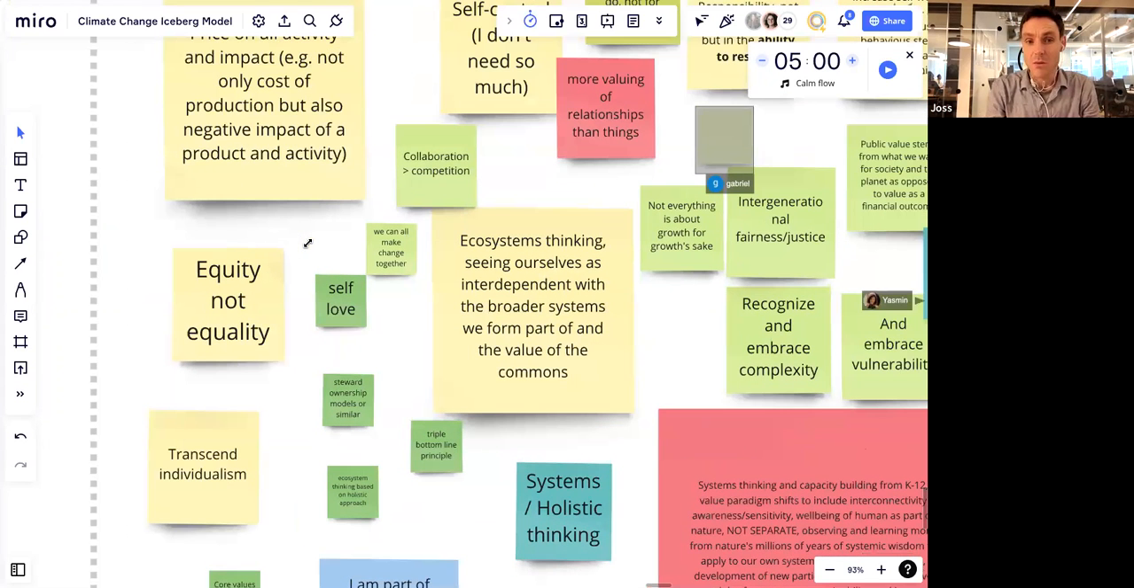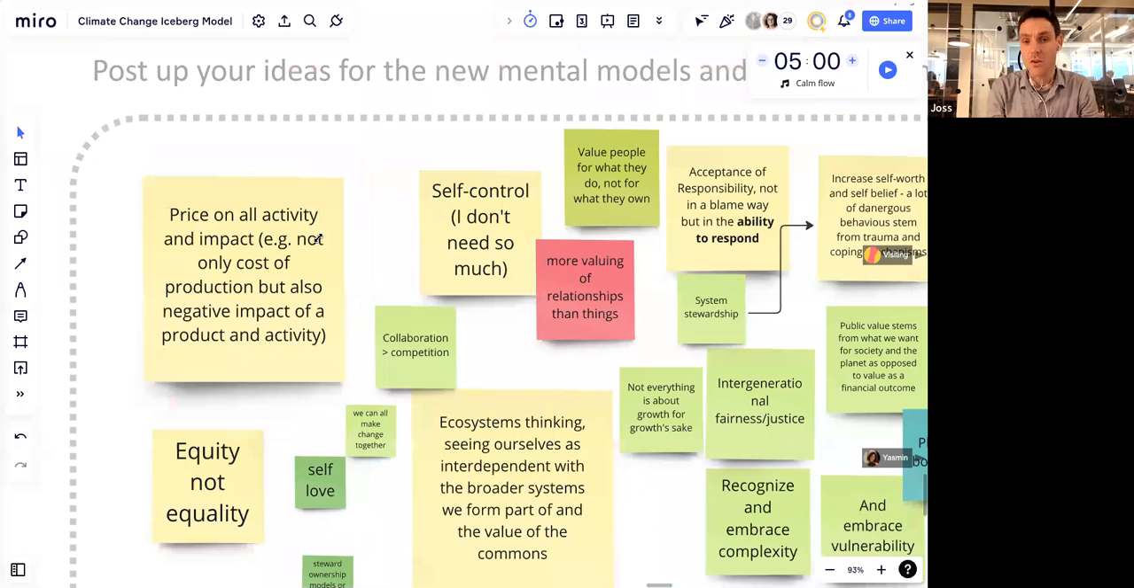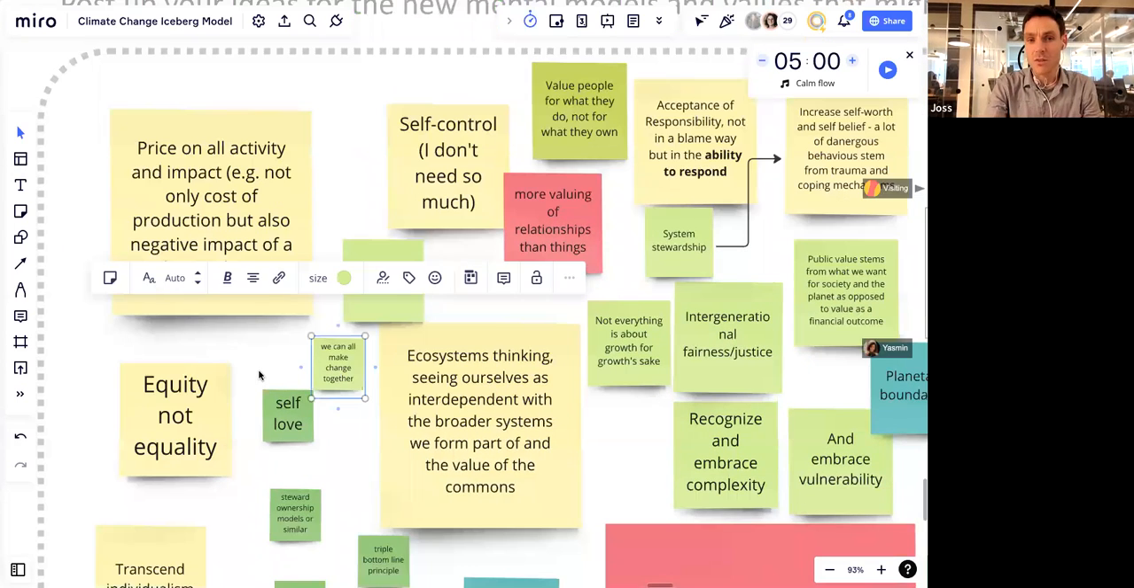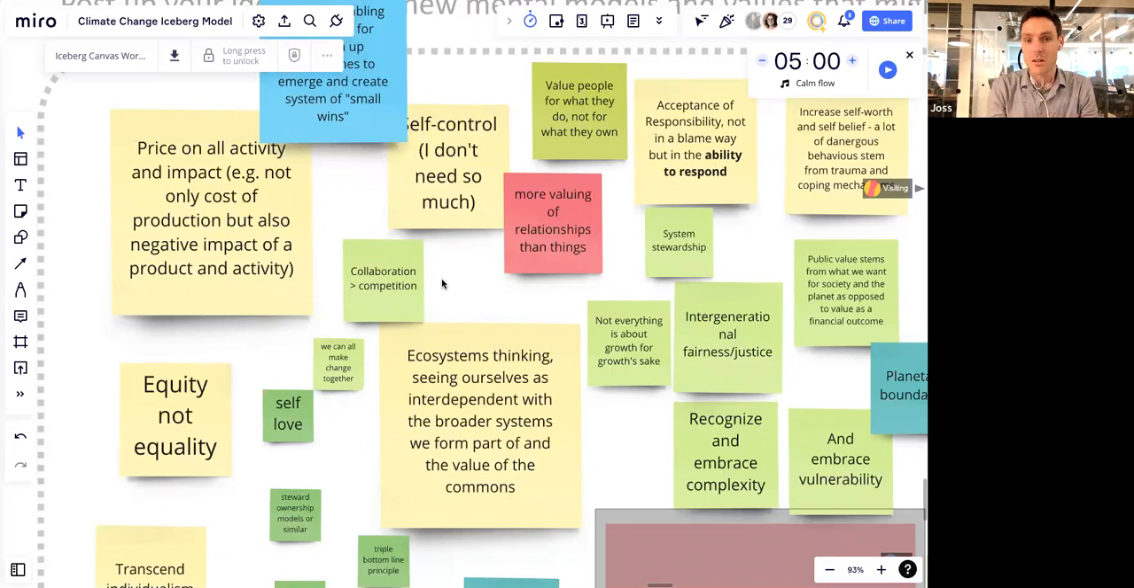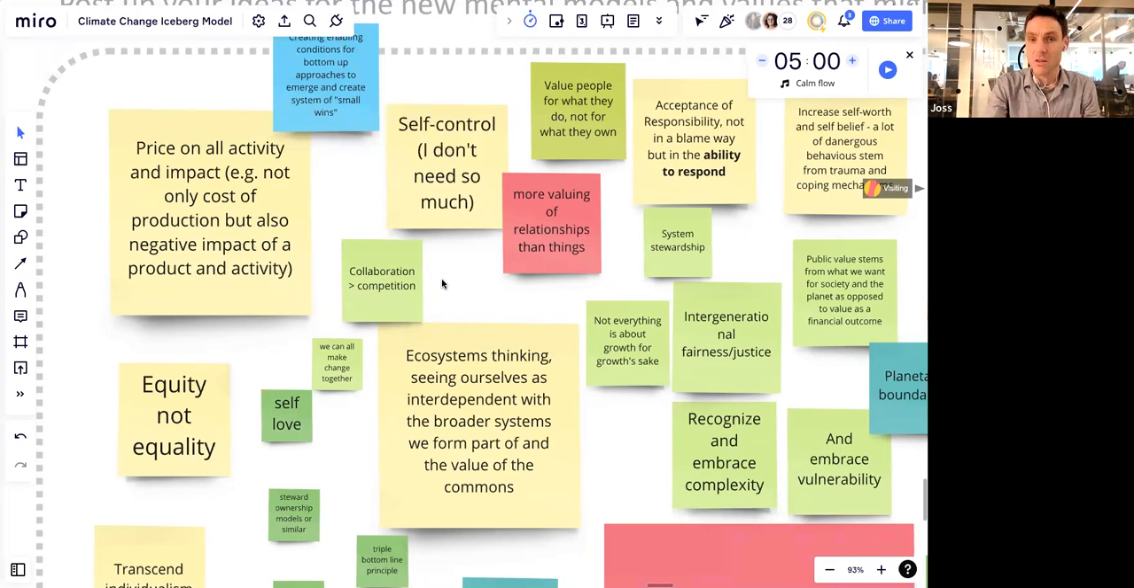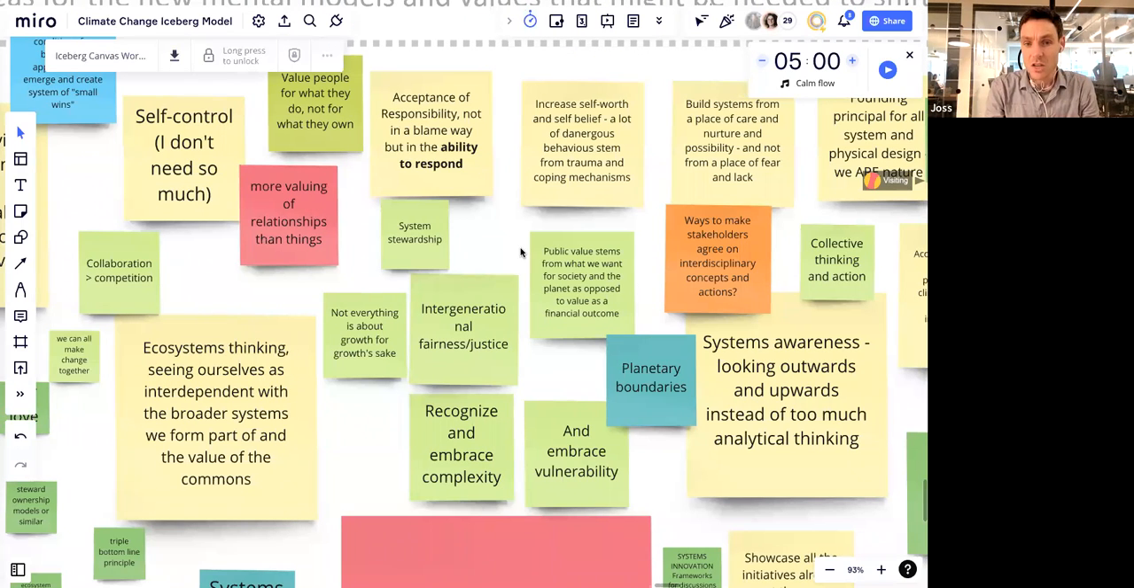Equity, not equality. Self-love, we can all make change together. Self-control, yeah, maybe more of an emphasis on collective capacity rather than individual. Collaboration versus competition. More valuing of relationships than things. Value people for what they do, not for what they own. System stewardship, intergenerational fairness and justice, recognize and embrace complexity, and embrace vulnerability, and embrace the need for change and adaptation.